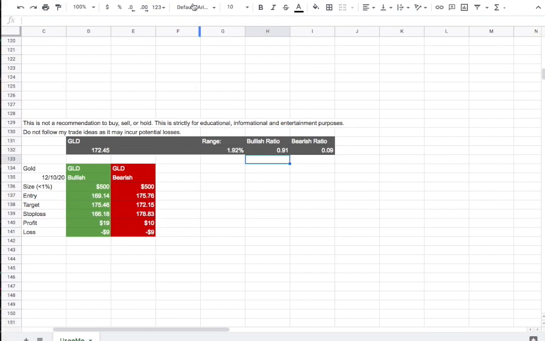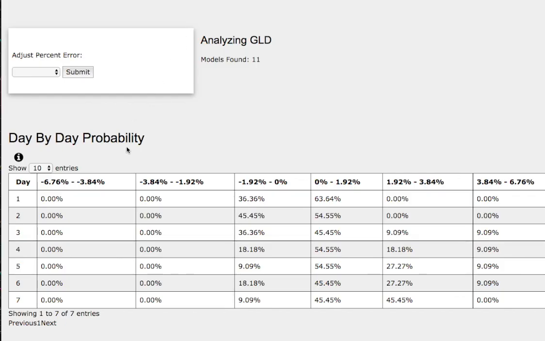So how did I develop these trade ideas? It all comes from the day-by-day probability model, which is available in the link below, so do check it out. As we progress to the 5th day or week of trading, we have a 54 or say 55% chance for it to climb between 0 to 1.9% and a 27% chance to climb between 1.9% to 3.8%, and further extreme case to the upside, a 9% chance to climb between 3.8% to 6.8%.